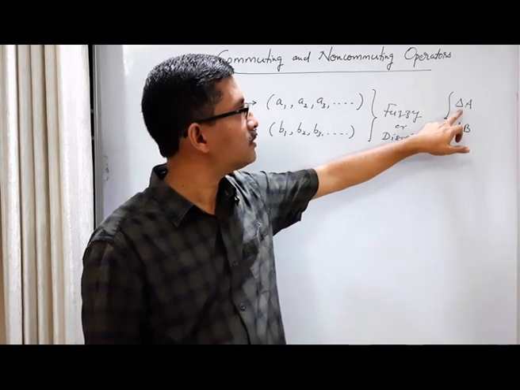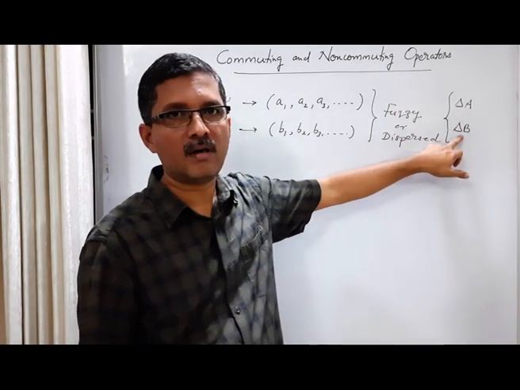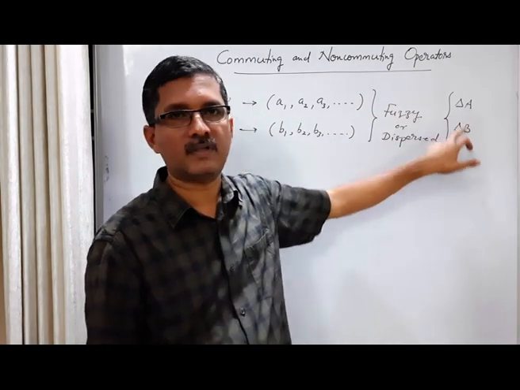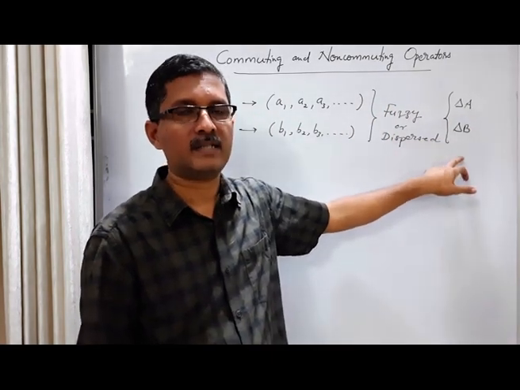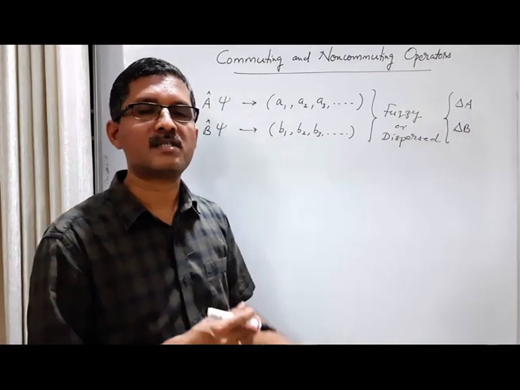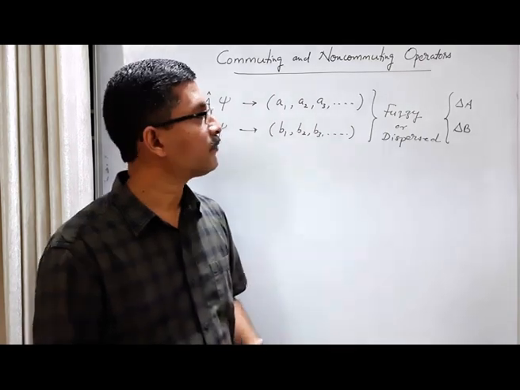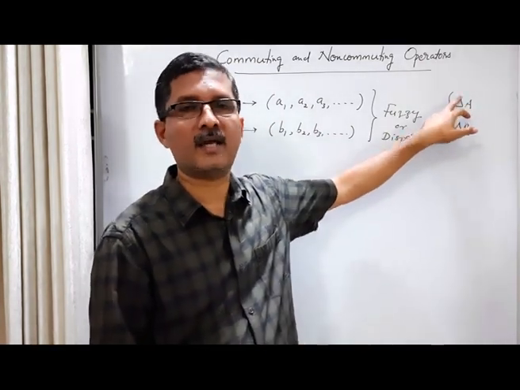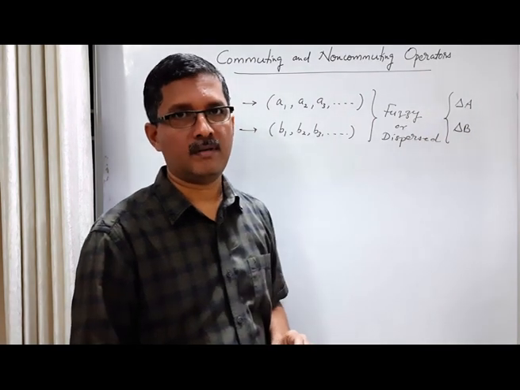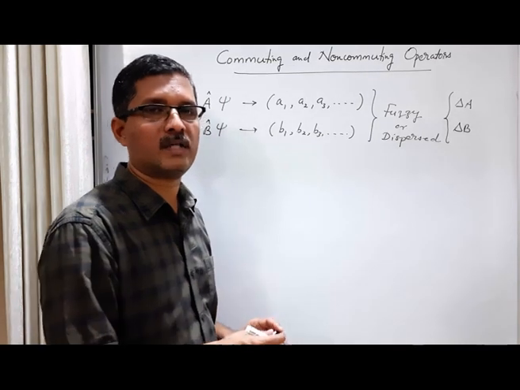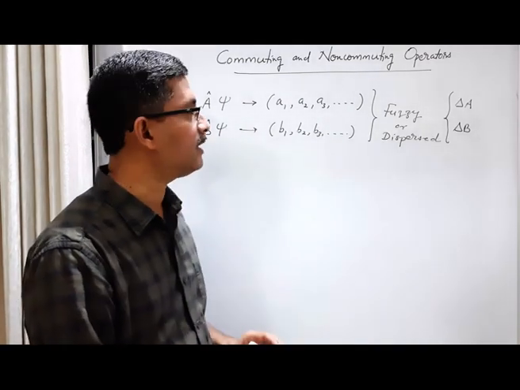Since both delta A and delta B are measured in the same state psi, there is a correlation between delta A and delta B. And this is called the uncertainty relationship. So in this case, there is an uncertainty relationship between delta A and delta B, the spread in A and spread in B. What is this uncertainty relationship? We will write down that uncertainty relationship a little later.